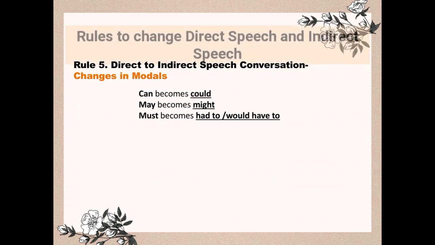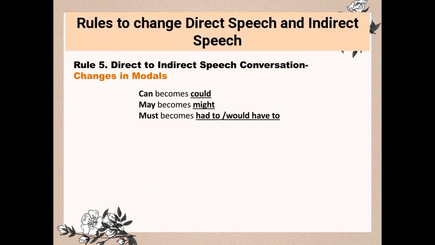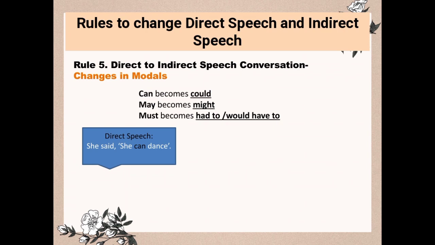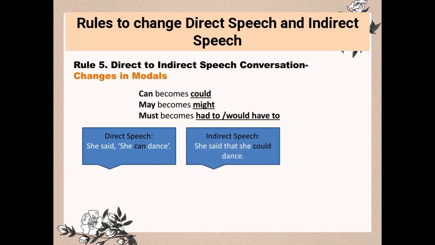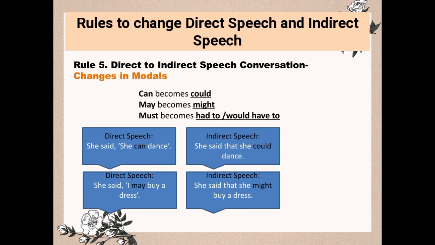Rule number 5, changes in modals. So can becomes could, may becomes might, must becomes had to or would have to. For example, she said, "I can dance." So can becomes could, and the indirect speech is: she said that she could dance. Another example, she said, "I may buy a dress." So may becomes might: she said that she might buy a dress.